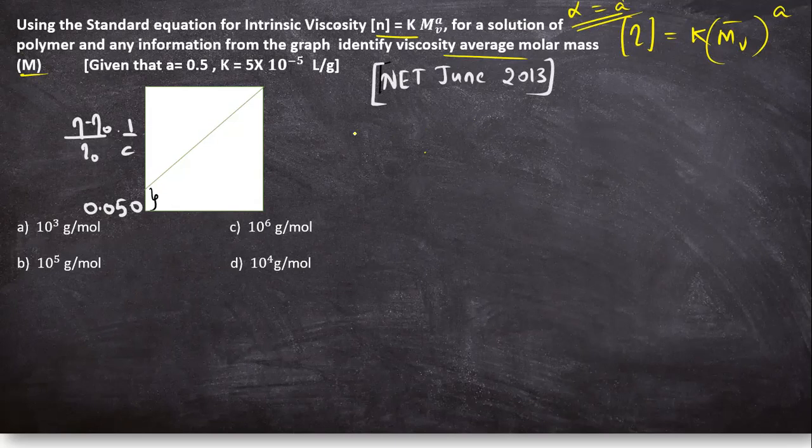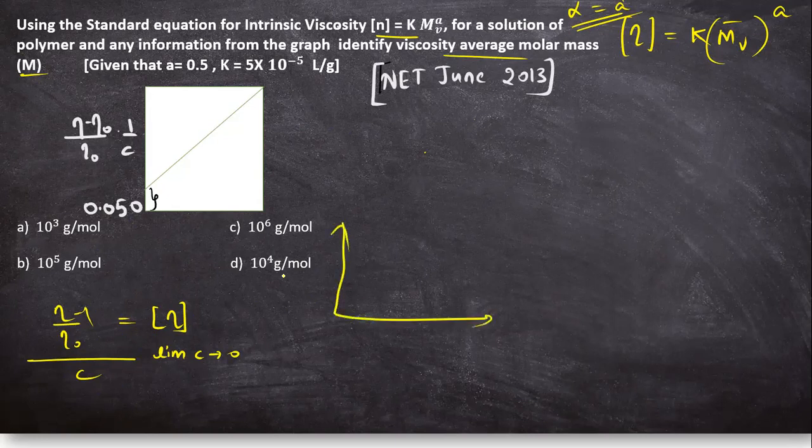So what was that based on the equation? (eta by eta naught minus 1) whole divided by C will be equal to the intrinsic viscosity when C tends to 0. We have seen a graph which was like (eta by eta naught minus 1) whole divided by c versus c, right? There was a graph like this, and this intercept value will be equal to this intrinsic viscosity.